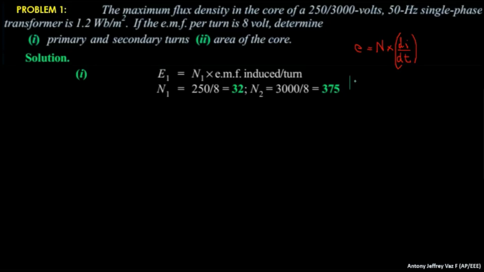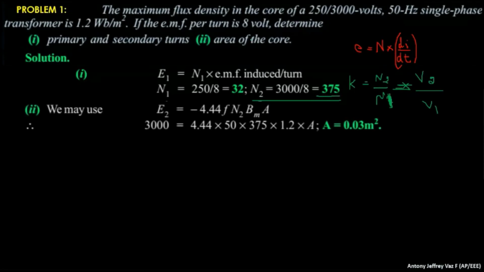You know the formula, K is equal to N2 divided by N1 is equal to V2 divided by V1. So if you cross multiply, you will get N2 is equal to V2 divided by V1 into N1. So you will get 375.